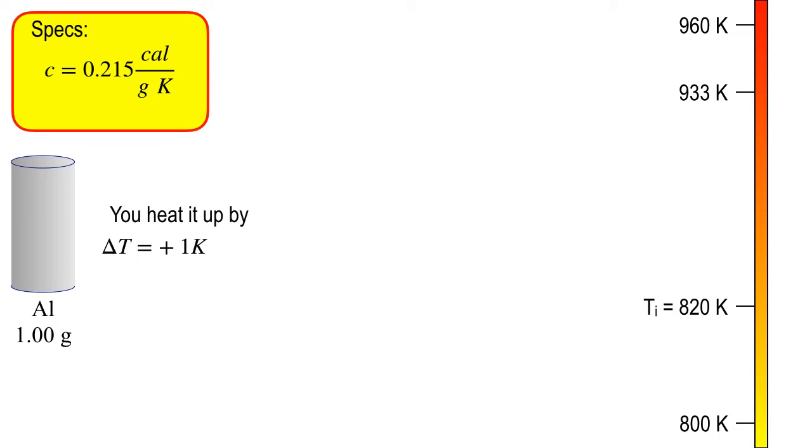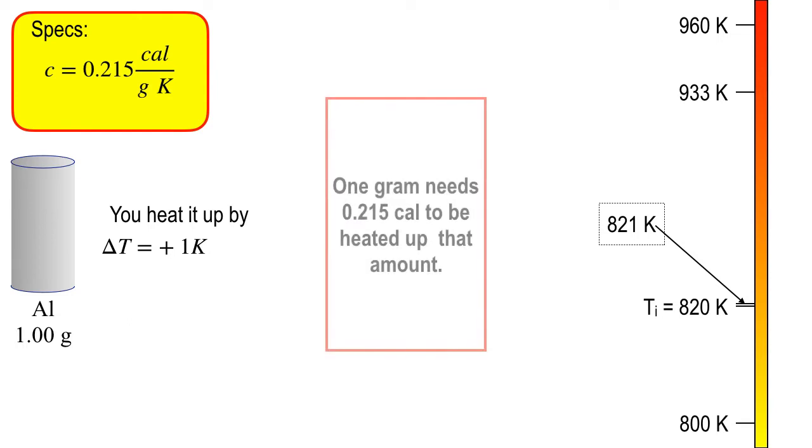And I'm going to ask you a couple clicker questions here in a minute based on this series of slides. You heat it up by 1 Kelvin. All right, and here on the temperature scale on the right, I very carefully laid this out. It's all precise. I got my new temperature, 821, from initial temperature 820. I raise it up 1 Kelvin, just a smidgen, all right? And my lines down here are very close together, but you can distinguish them. So that's 1 Kelvin up on the temperature scale. How much energy does it take to do that in calories? Well, 1 gram needs 0.215 calories, if it's a gram of aluminum, to go up by that amount.